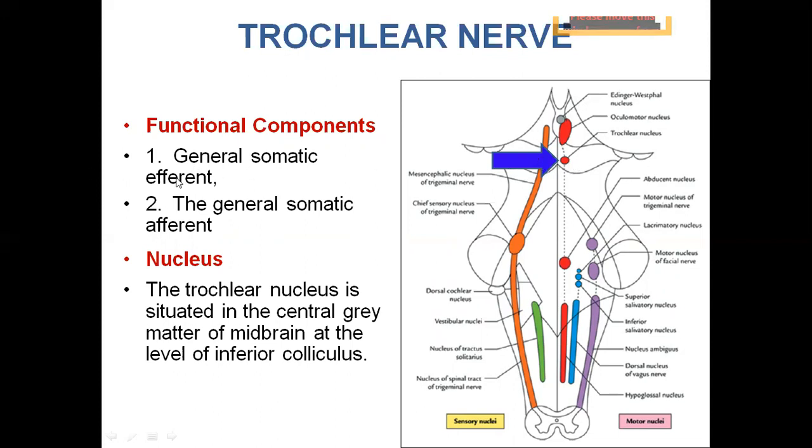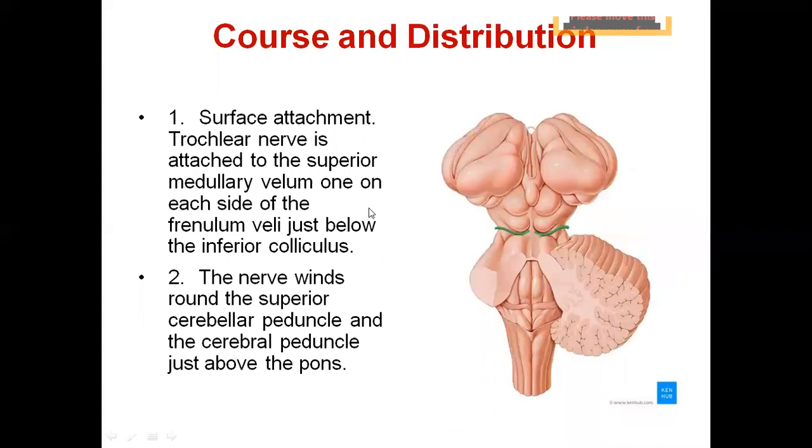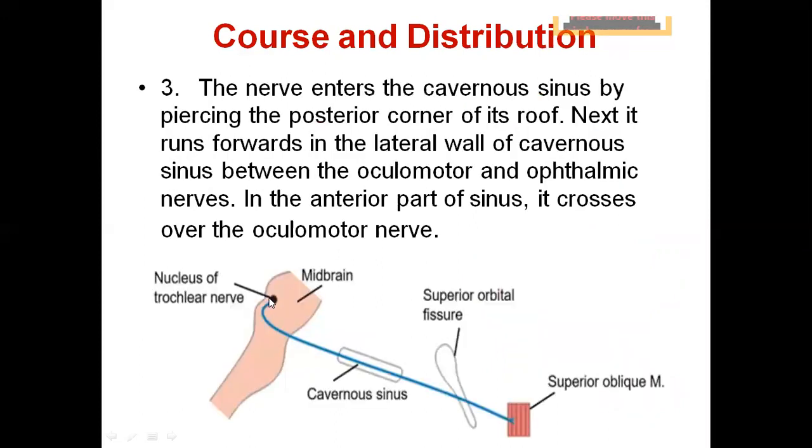So it has general somatic efferent and general somatic afferent. The nucleus is the trochlear nerve nucleus situated in the central gray matter of the midbrain at the level of the inferior colliculus. This is our trochlear nerve. The surface attachment: it is attached to the superior medullary velum. This area is called the superior medullary velum, which we will elaborate when we do neuroanatomy. Don't worry. It lies below the inferior colliculus. The nerve winds around the superior cerebellar peduncle and the cerebral peduncle just above the pons. This area is pons. Just above the pons, you will see the trochlear nerve coming out.